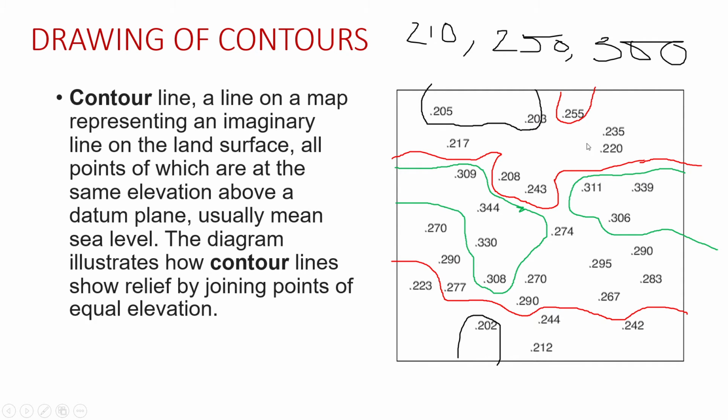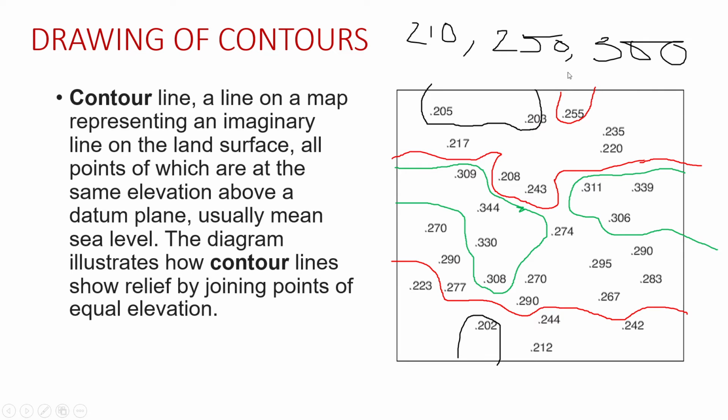Now 250, which I have drawn with a red line. You can see between 203 and 255 there can be a 250 contour line. Then again between 209 and 217 there can be a contour line. So my line has gone through this portion, and then again the line has turned in a shape where we can have the 250 contour, right? So I have joined all the points where the 250 contour can be placed.